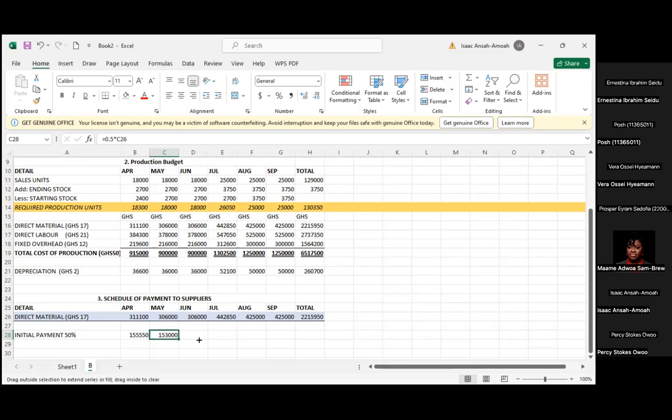Did the figure change from the question, or it's still 50%? We are still considering 50%. The initial 153,000, it will be the same. 153,000. Great. What about July? The initial payment of 50%, how much would that be? 222,145.